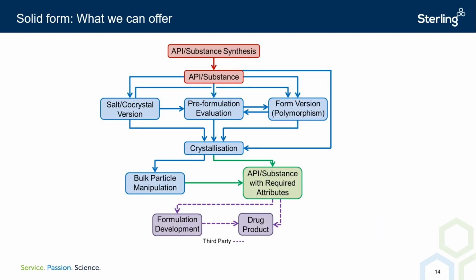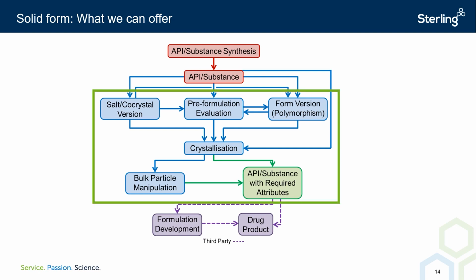Here we see the various solid-state elements and their interconnectivity which are offered to our clients by Stirling. The outcome is an API or substance with the required attributes, that is purity, form or version, composition, particle habit, and particle size distribution. Each element can be a standalone activity, but they bridge API synthesis to formulation development and drug product manufacture. And now I will hand you over to Jamie, another member of the Solid Form team, who will describe the various solid-state elements we can offer in more detail.